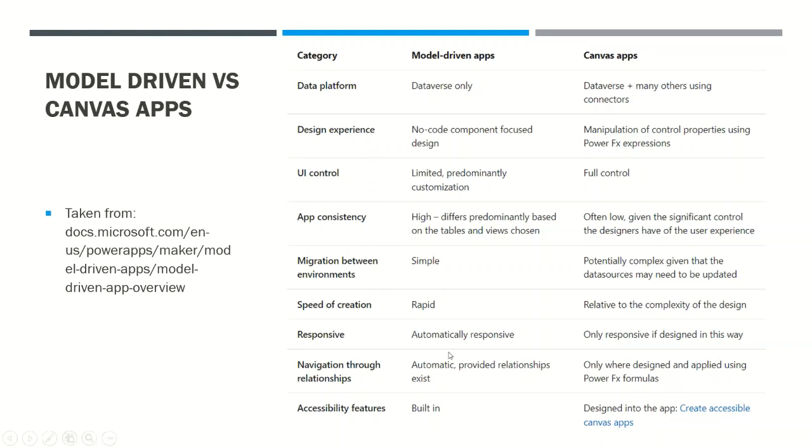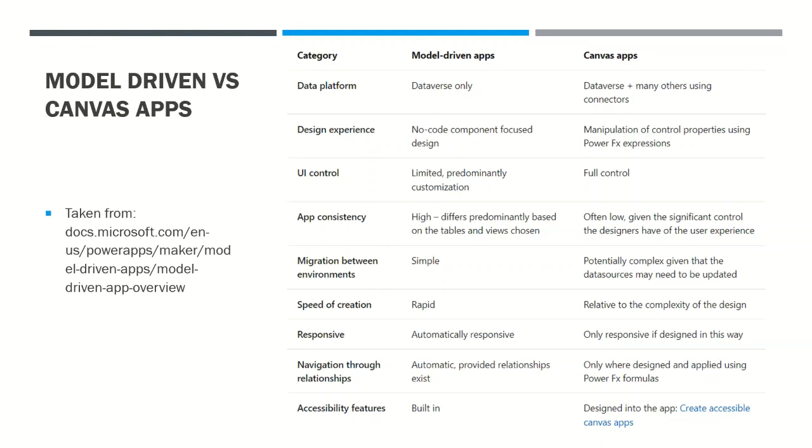Navigation through relationships. If your data model has relationships available, just like the scaffolding done by .NET MVC, this happens automatically. Whereas in a Canvas app, you have to explicitly specify those relationships and create the link. So these are essentially the major differences between a model-driven app and a Canvas app.